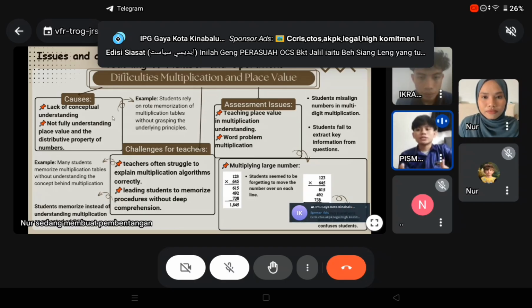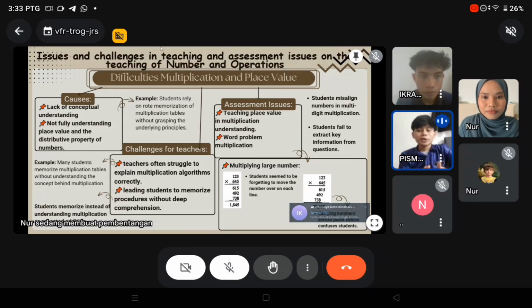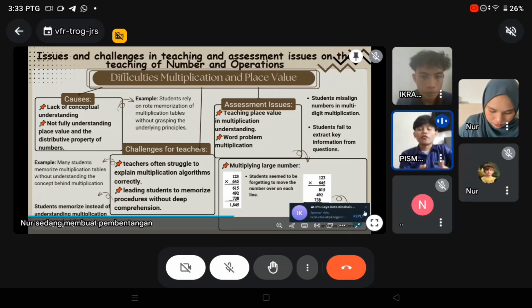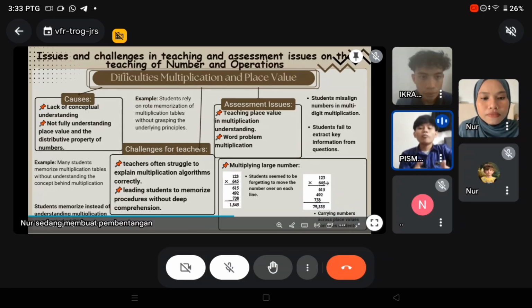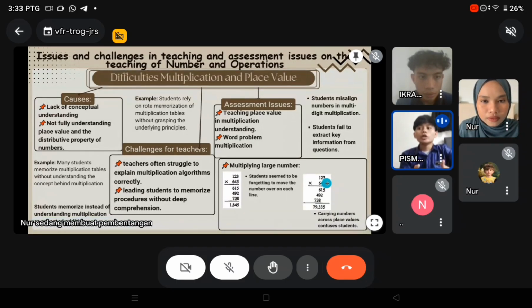So the cause is lack of conceptual understanding. For example, students rely on rote memorization of multiplication tables without grasping the underlying principles. And the second one is not fully understanding place value and the distributive property of numbers.